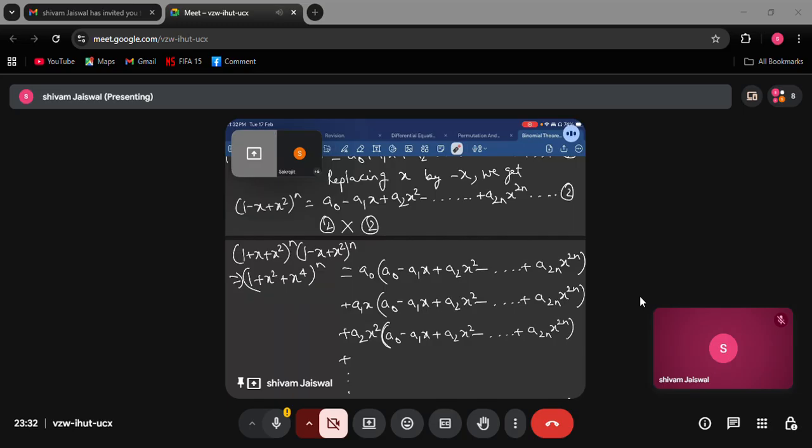What is the coefficient of x power 2n minus 1 on the left hand side? Tell me. It's common sense, everyone. It's very simple. What is the coefficient of x to the power 2n minus 1 on the left hand side? 1 plus x square plus x to the power 4 whole to the power n.